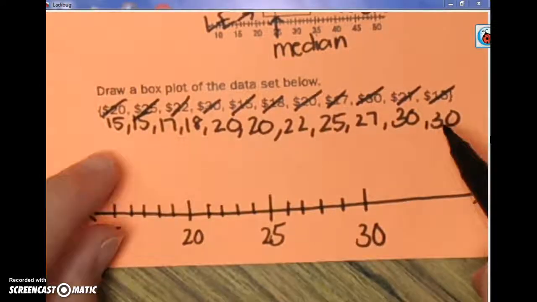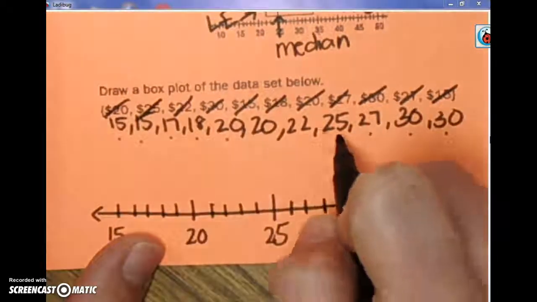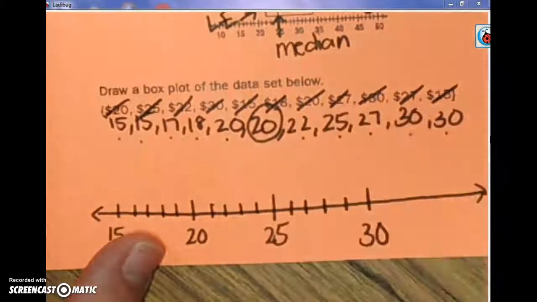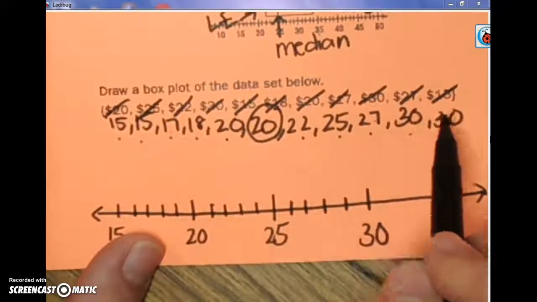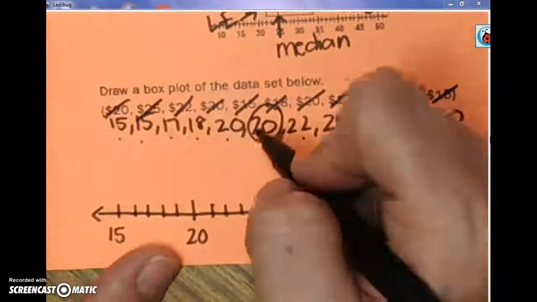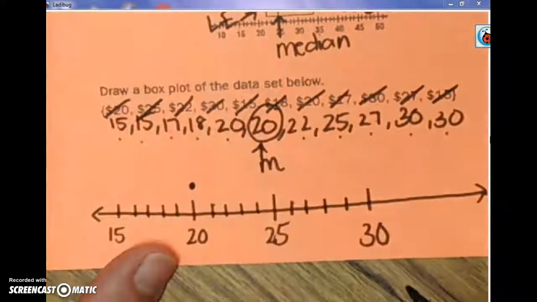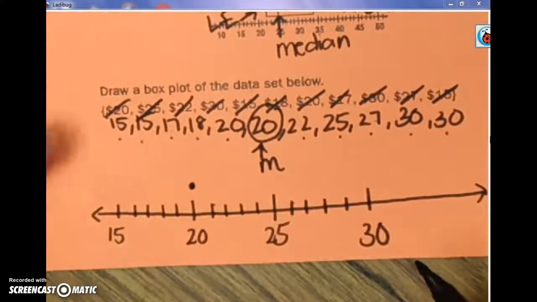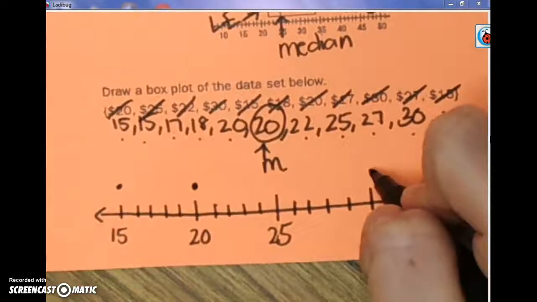So we're going to start with the median, so let's count in. I got 20 to be my median. Let's make sure. 1, 2, 3, 4, 5. 1, 2, 3, 4, 5. So there's 11 numbers. So that is our median. So I'm going to put a dot right up there. Our lower extreme is 15. Our upper extreme is 30.